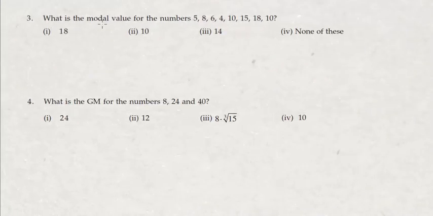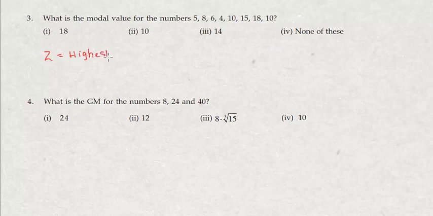What is the modal value for the numbers 5, 8, 6, 4, 10, 15, 18 and 10? Now the modal value Z is equal to the highest repeated observation. So here in this case there is no observation which is repeated, so we can say the answer is none of this.